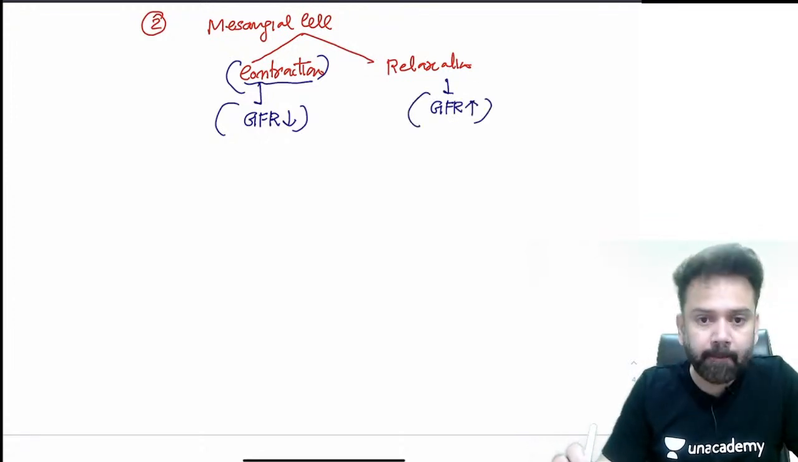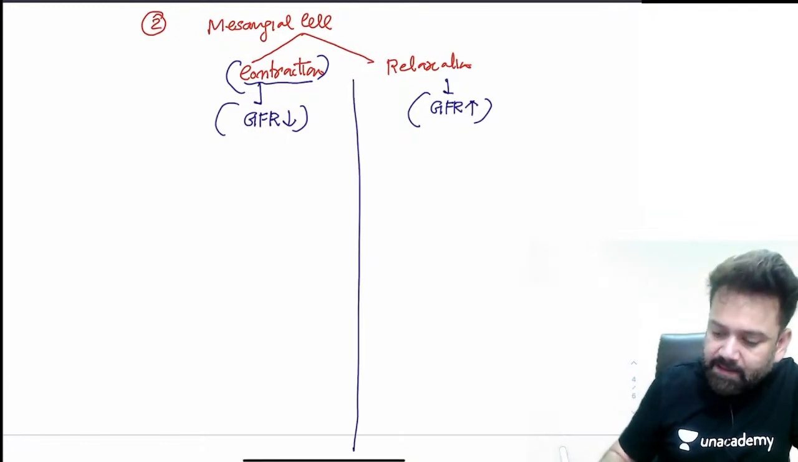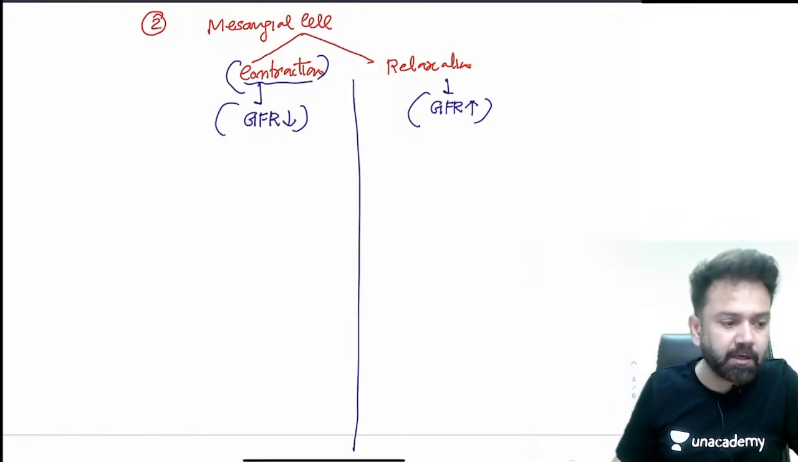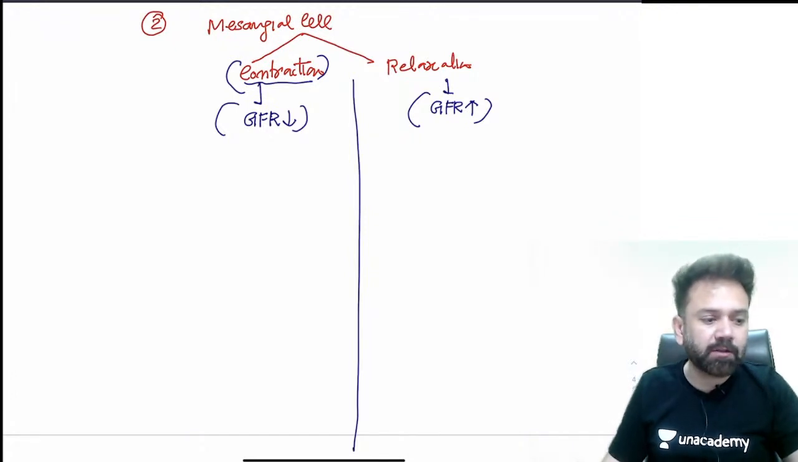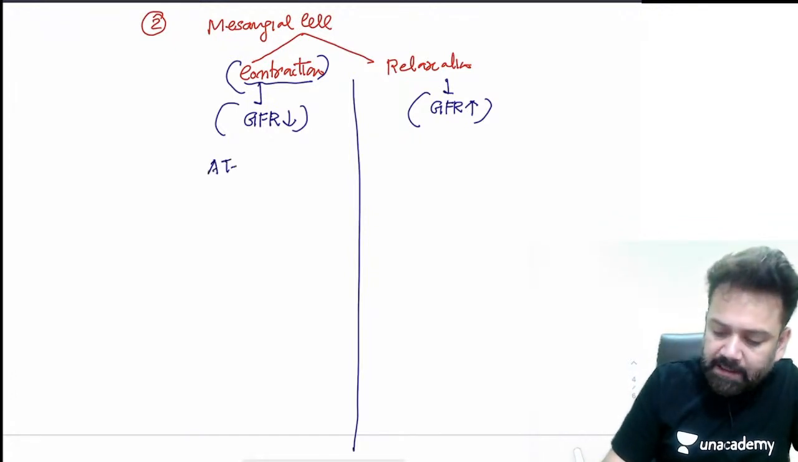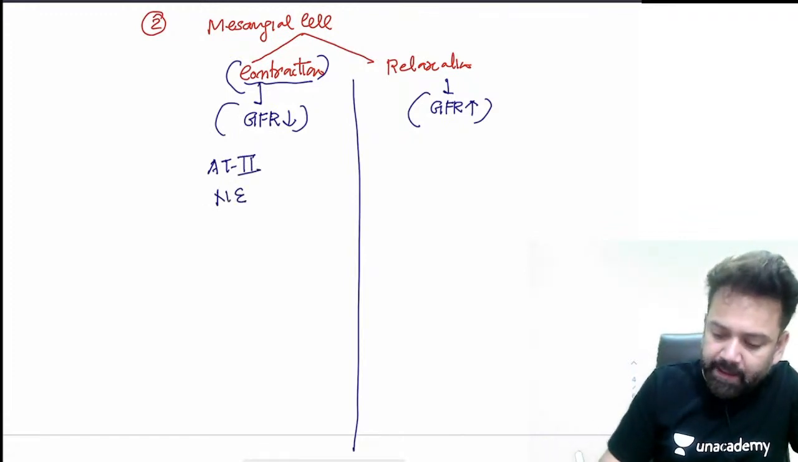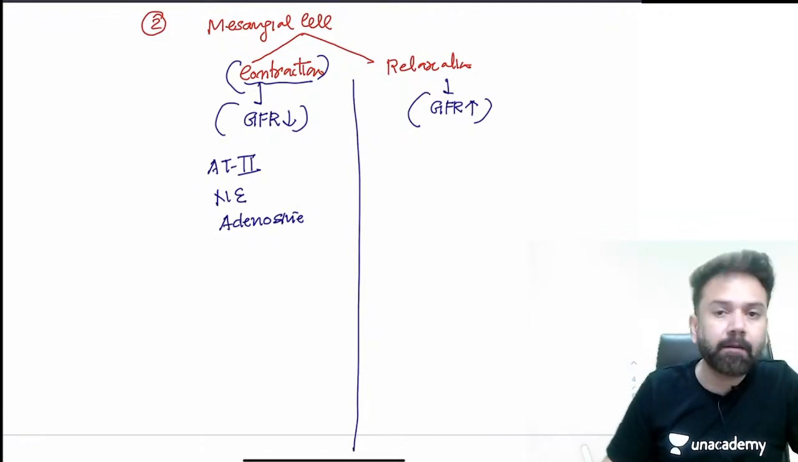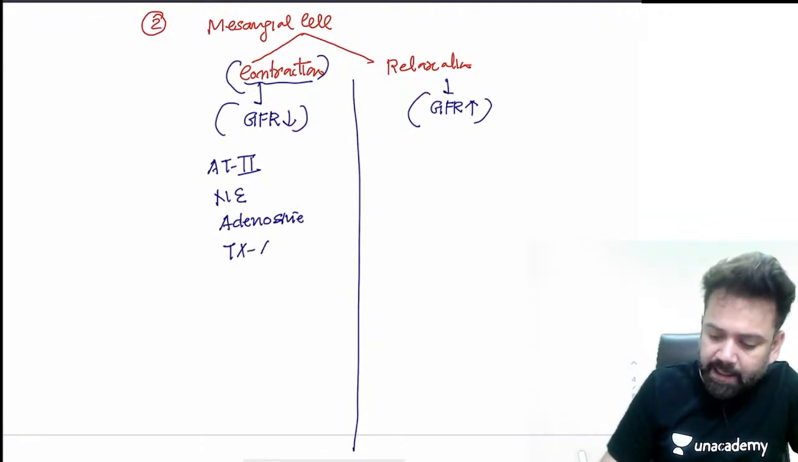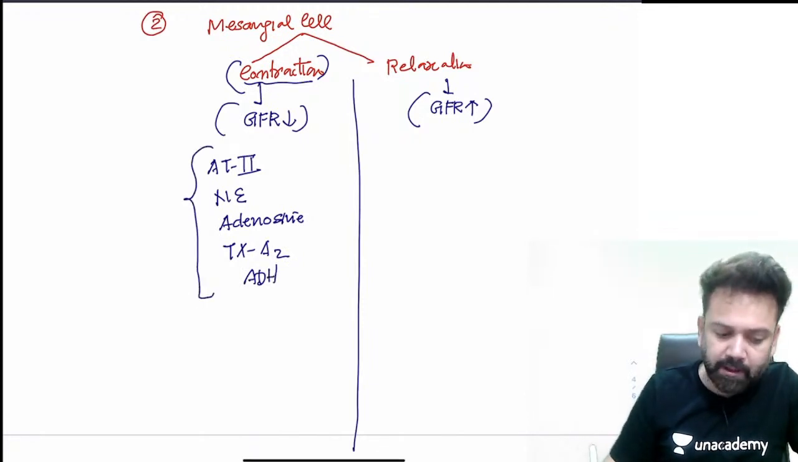Okay. Now, what are the factors which are causing contraction and what are the factors that cause relaxation? So, angiotensin 2 causes contraction, so decreases the GFR. Norepinephrine, adenosine, then one more thromboxane A2, then ADH. These are going to decrease the GFR.